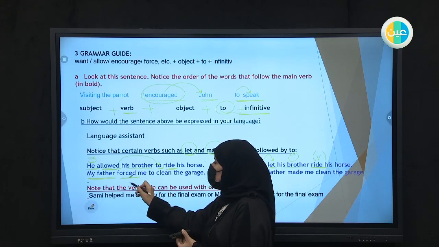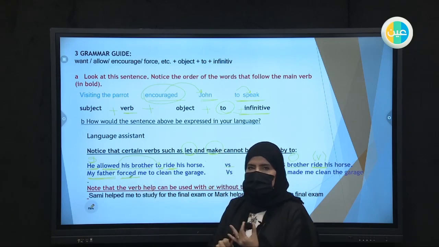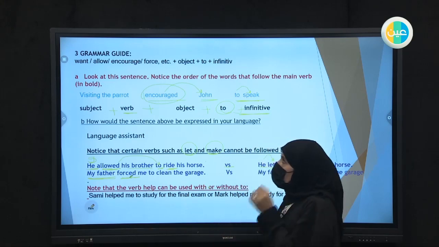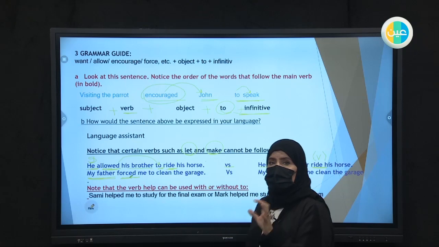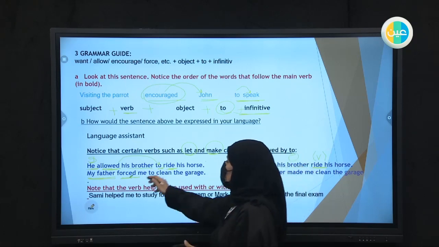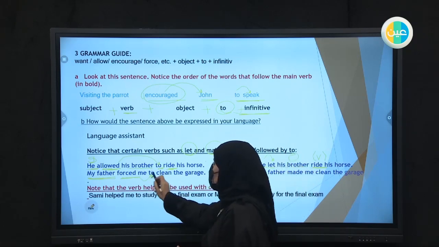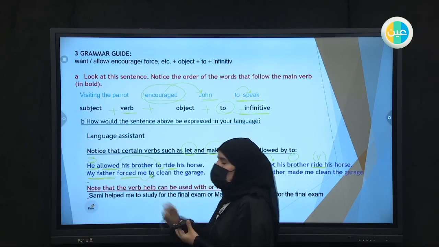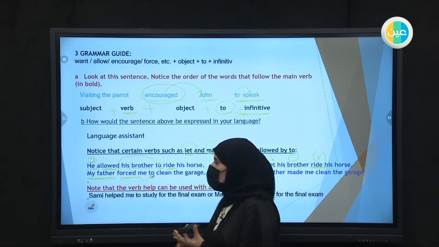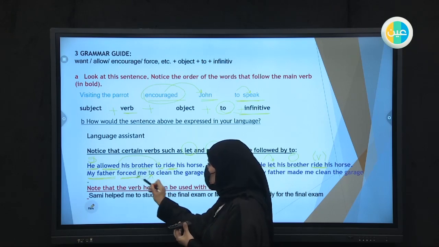Forced is the verb. Force, encourage, allow, and want: all these are verbs that have to be followed with to. My father is the subject, forced is the verb, and me here is the object.